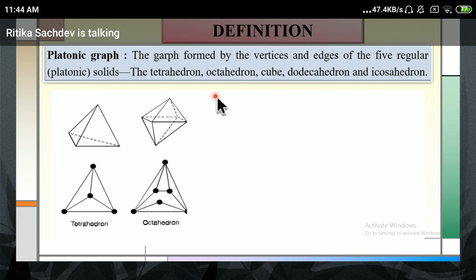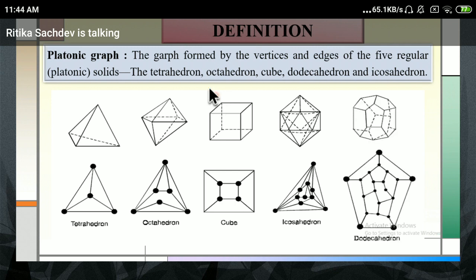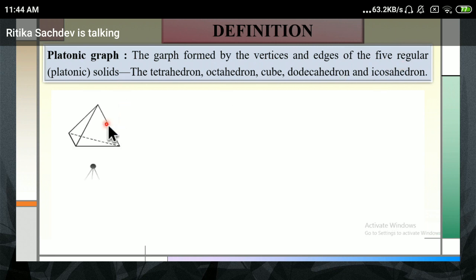Check with this platonic graph. I may not require it now, but I may require this in the next session, maybe in unit 3. What is a platonic graph? There are only 5 platonic graphs. The graph formed by the vertices and edges of 5 regular platonic solids. Now, what are these regular platonic solids?